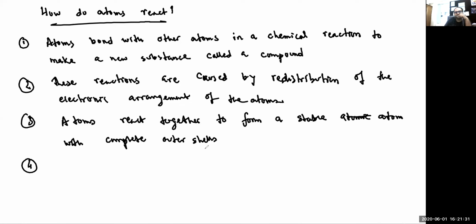So basically, chlorine has 7 electrons, hydrogen has 1 electron. So hydrogen, having just one shell, needs 1 more electron. Chlorine, having 7 electrons in the last shell, needs 1 electron. So hydrogen shares its electron, and chlorine shares its electron. And as a result, a covalent bond is formed.